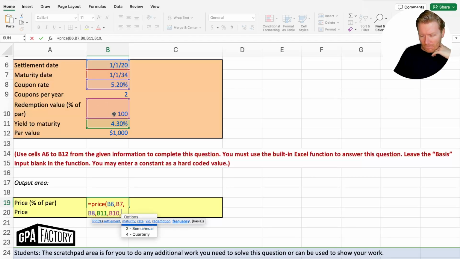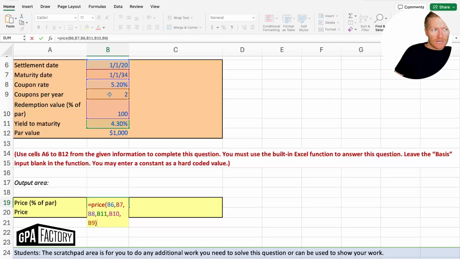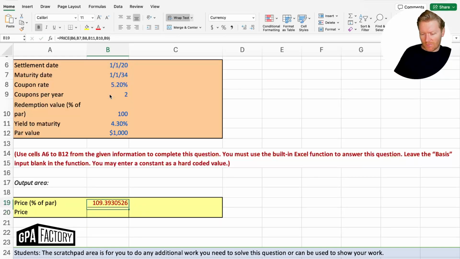And then frequency is how many coupons per year. So you have to make sure that you cell reference all of that stuff. You can't hard code anything. And you should be able to get the price like that. So it'll spit out, maybe it'll round for you automatically, but there you go. You should have the price there.